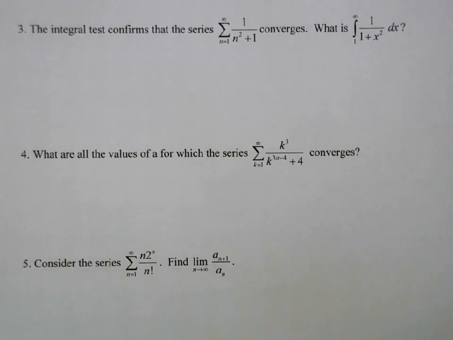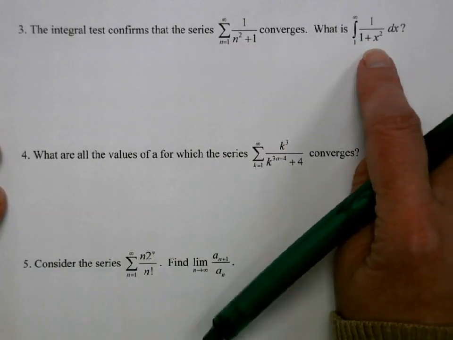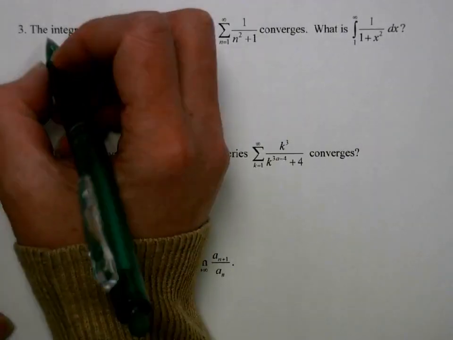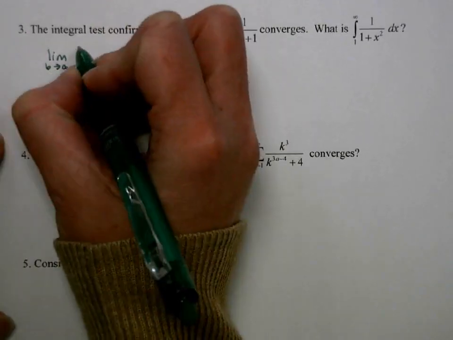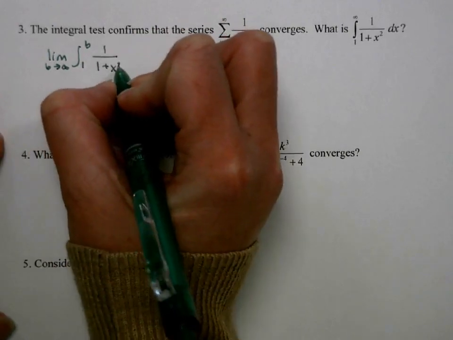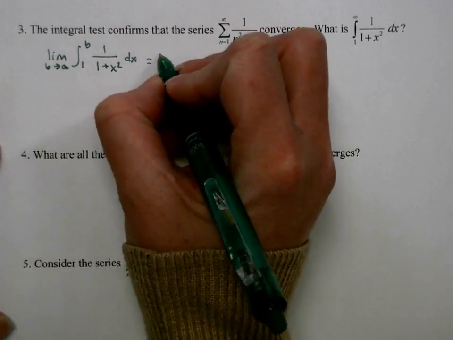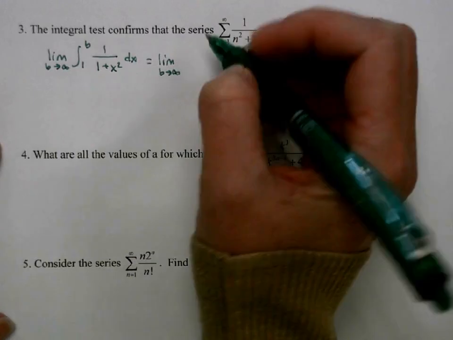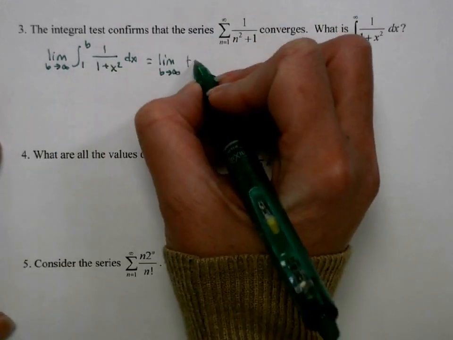The integral test confirms that this series converges. So if we use the integral test, we would have looked at this. This question is asking, what is that improper integral? When we have an improper integral, remember we use limits to make it become proper. This integral is pretty straightforward. You may need to remember how to do a u substitution for your test, just saying. But the antiderivative of this is just tangent inverse.